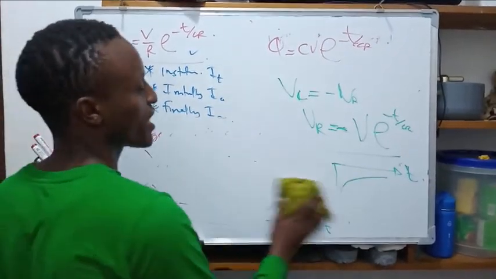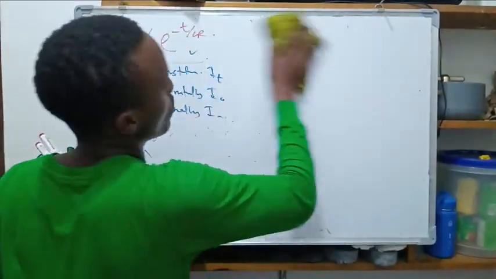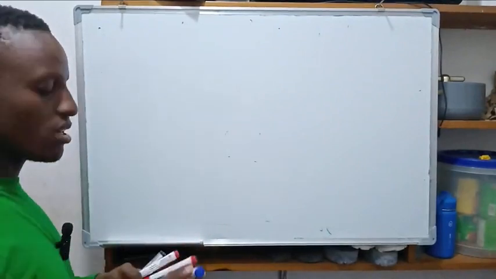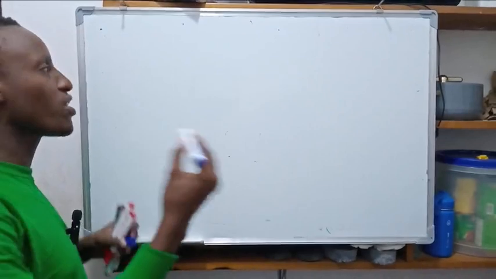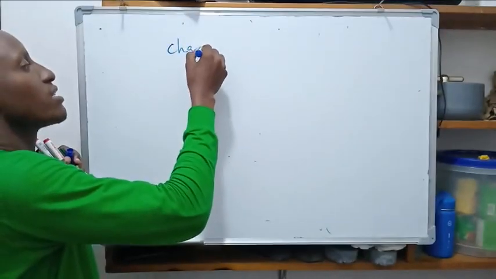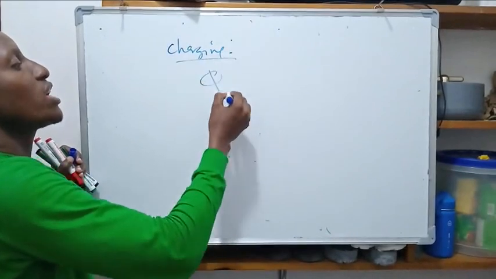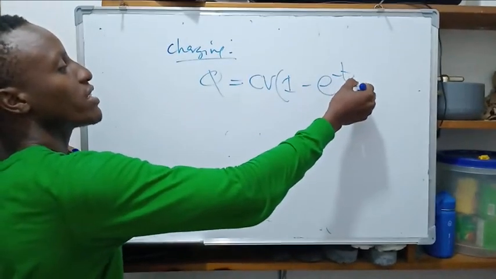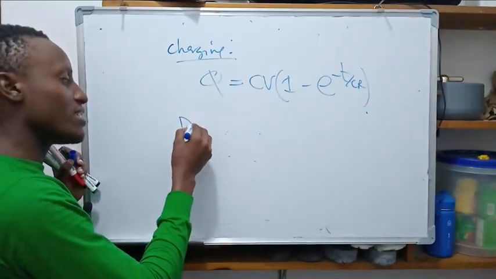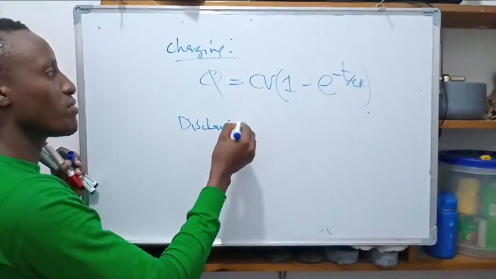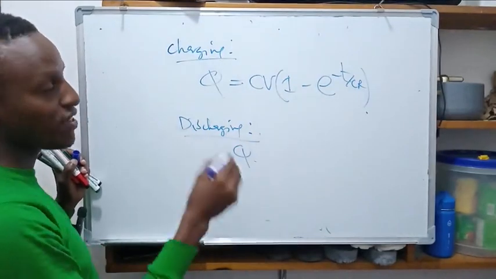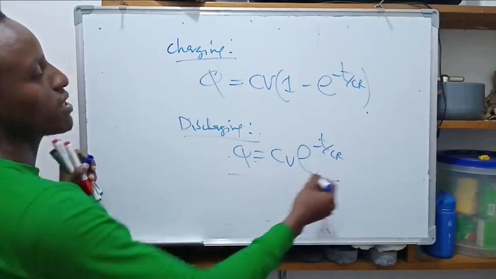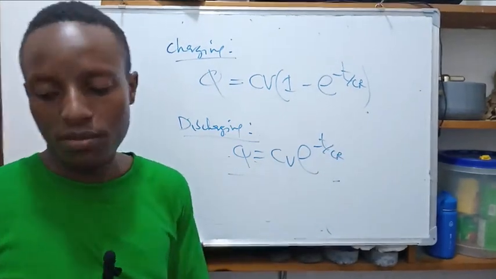Generally, if you forget everything, don't forget these two formulas. Charging is always the charge equal to CV times (1 minus e to the negative t over CR). Discharging, everything comes from here: Q at a given time is equal to CV times e to the negative t over CR.